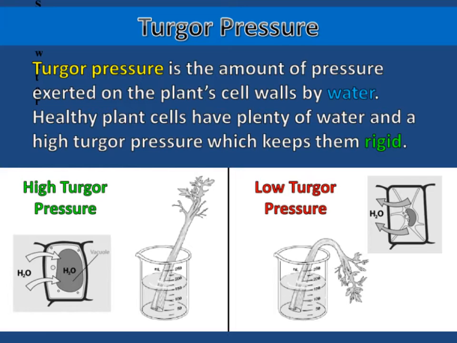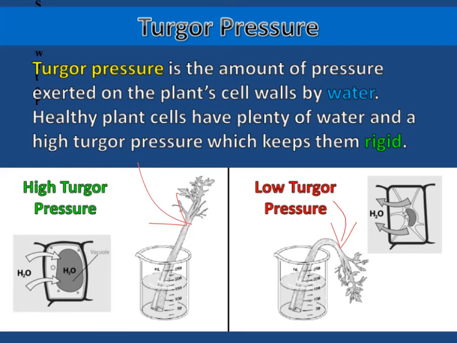Alright, so let's talk about turgor pressure. Turgor pressure deals with how rigid a plant is. For example, if you look at the picture below, let's look at this picture here of this celery. This one has high turgor pressure versus this celery over here, this poor little celery. This one has low turgor pressure. You can obviously see the difference between those two pictures.